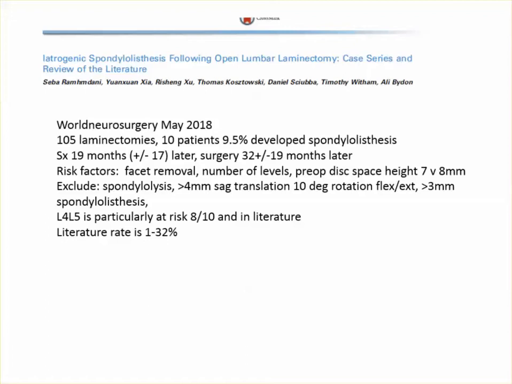The risk factors were if they removed a lot of facet with the initial surgery, if you had multiple levels of laminectomy, and the taller the disc height, you're slightly more likely to develop spondylolisthesis, but maybe because there's a lot of motion. L4-5 is particularly at risk. So this man was L4-5 too. The literature rate is 1 to 32%, very variable, and the Hopkins rate was 10%, which is probably about right.